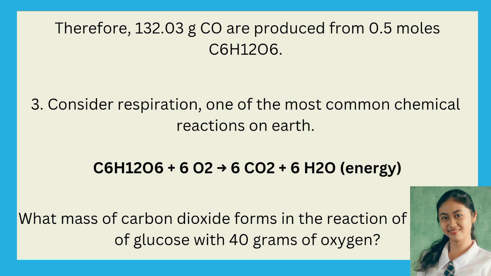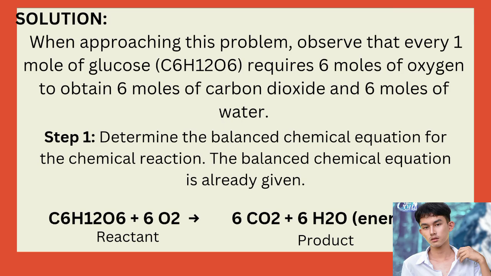Now, finding out how much CO2 forms when 25 grams of glucose reacts with 40 grams of oxygen. We need to find which reactant runs out first, which we call the limiting reactant. Then, use that to calculate the mass of CO2 made using the reaction ratio of 1 glucose makes 6 CO2. When approaching this problem, observe that every 1 mole of glucose requires 6 moles of oxygen to obtain 6 moles of carbon dioxide and 6 moles of water.